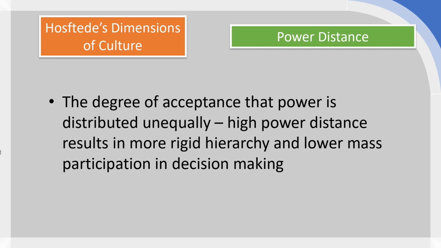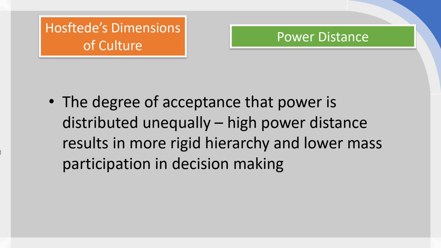If we consider a culture like Russian culture, where there is significant rigid hierarchy, there's relatively low mass participation in decision making, and therefore we can ascribe Russia with a high power distance dimension within Hofstede's model.